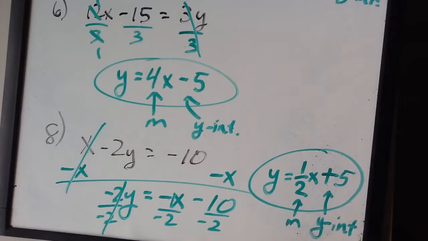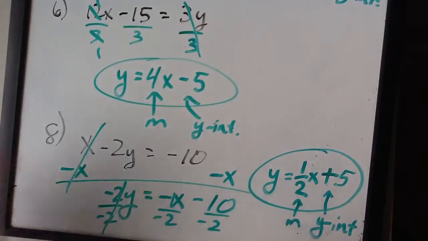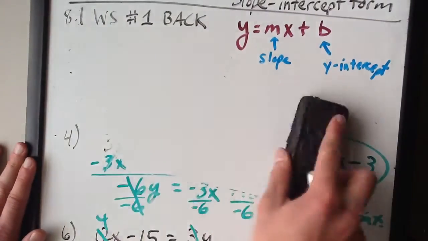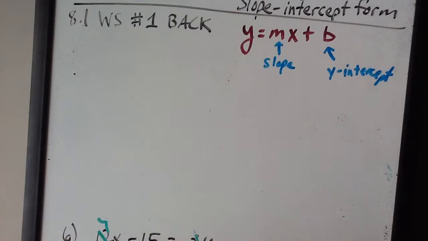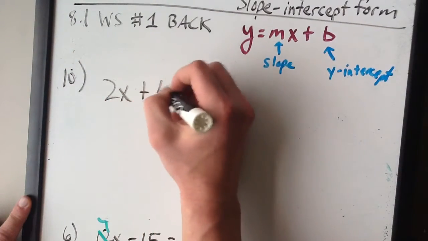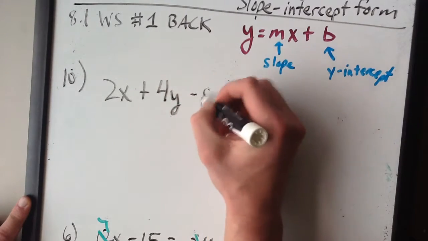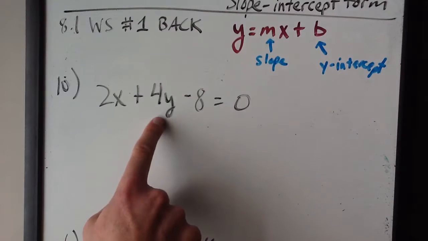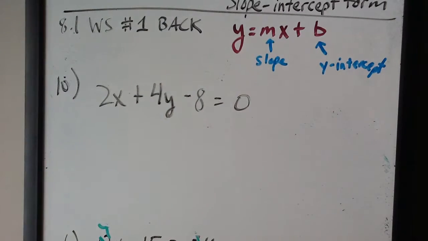Okay, last one we'll do is number 10. So I'll move back up here, and I'll put number 10 on the board. Okay, so number 10 we have 2x plus 4y minus 8 equals 0. Okay, there's a couple different ways you can go about this. Since your y is already over here, let's move everything else to the other side.